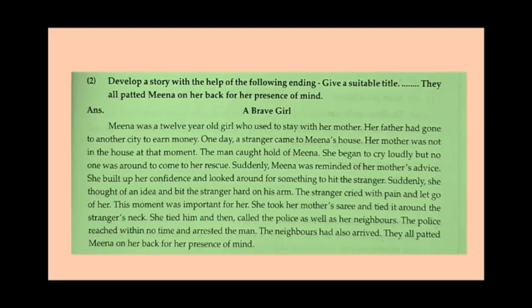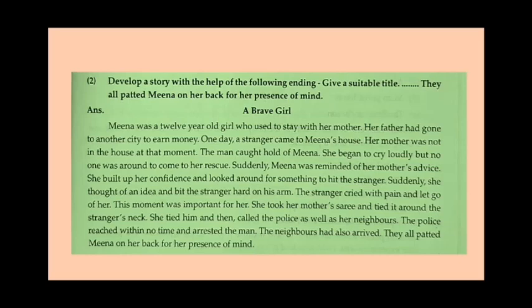So children, even in this writing skill, you need to give a proper suitable title. And also this story should be around 80 to 100 words of about 2 to 3 paragraphs. Now let's read this story about the girl Meena, who was patted. Okay, so the title that is given is A Brave Girl. Meena was a 12-year-old girl who used to stay with her mother. Her father had gone to another city to earn money.